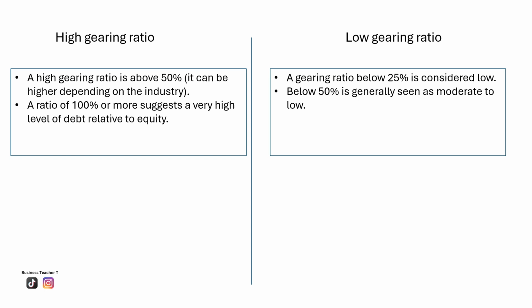Now, low gearing can show that the business is risk averse, meaning that they do not really want to take risks. If profits fall, they are less likely to have difficulties in keeping up with loan repayments. However, without more borrowing, the business may miss out on opportunities.